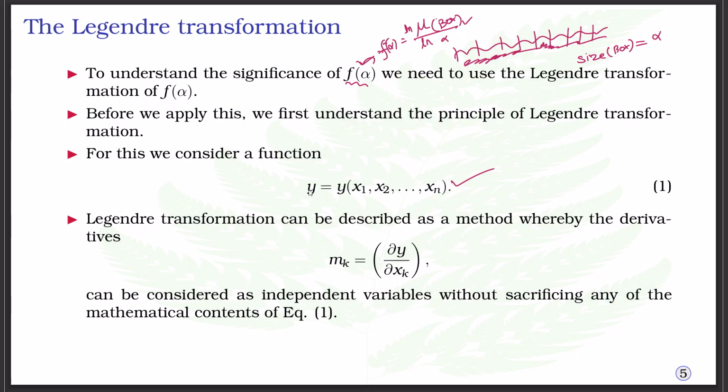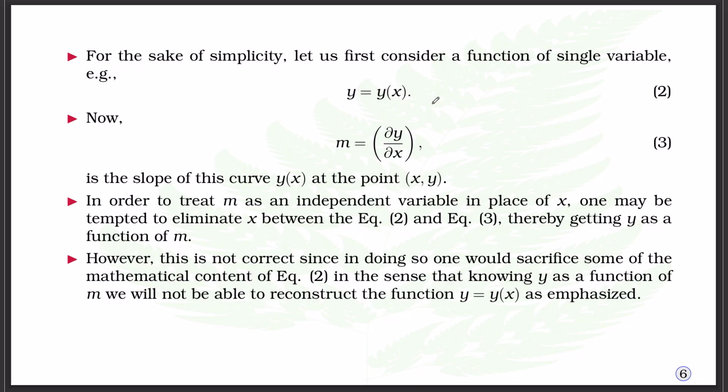Now, we are going to transform y with respect to the derivatives of the dependent variables, ∂y/∂x_k, the partial derivatives. For the sake of simplicity, let us first consider a function of a single variable, for instance y equal to y of x. Now, m equal to dy/dx. This m is the slope of the curve y of x at the point (x, y).